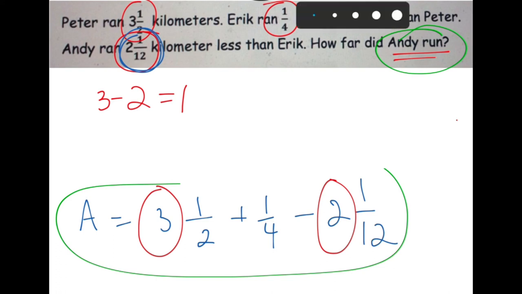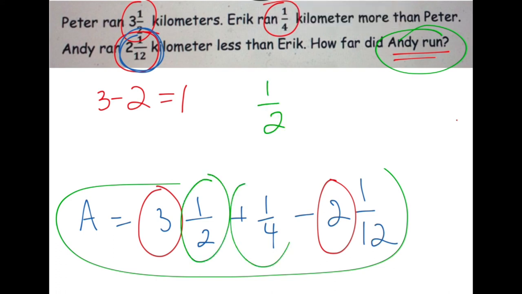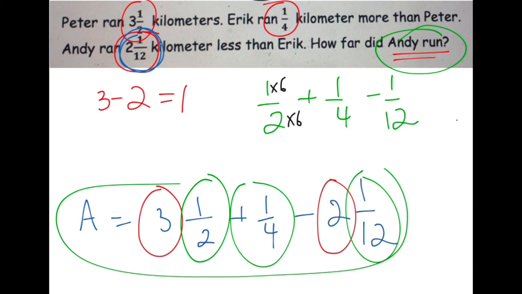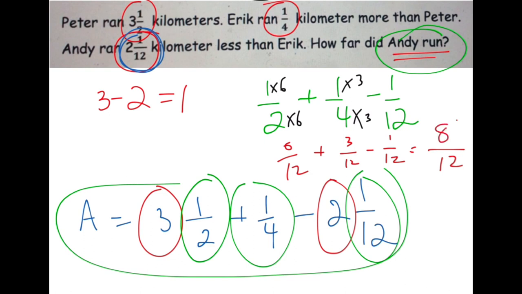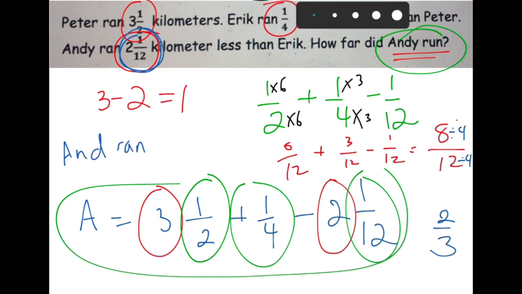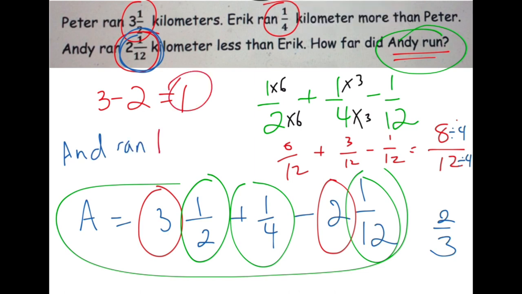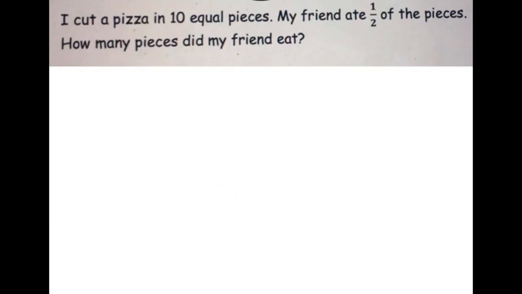So now I'm going to deal with the fractions. So 1/2 plus 1/4 minus 1/12. I end up with 6 over 12 plus 3 over 12 minus 1 over 12. 6 plus 3 is 9, 9 minus 1 is 8. Then I can simplify, of course. Divide by 4, divided by 4. So that would be 2/3. So Andy ran 1, which is already here, 1 2/3 kilometers.